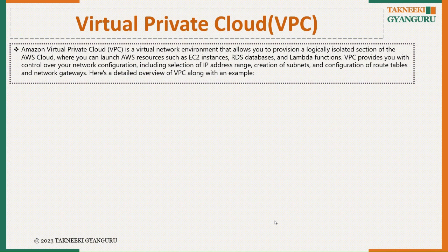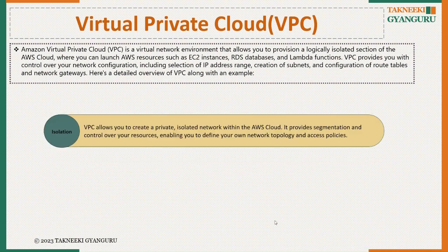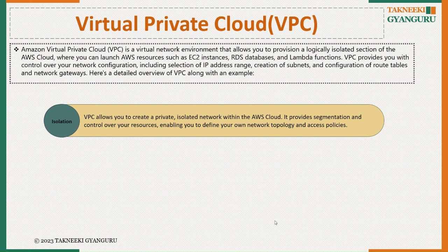So let's go into detail. First of all, the VPC is isolated, right? So VPC allows you to create a private isolated network within the AWS cloud. It provides segmentation and control over your resources, enabling you to define your own network topology and access points, right? So it will have your isolated network, right? When you create a VPC, that VPC should be isolated. All the resources inside the VPC will be isolated from other VPCs.